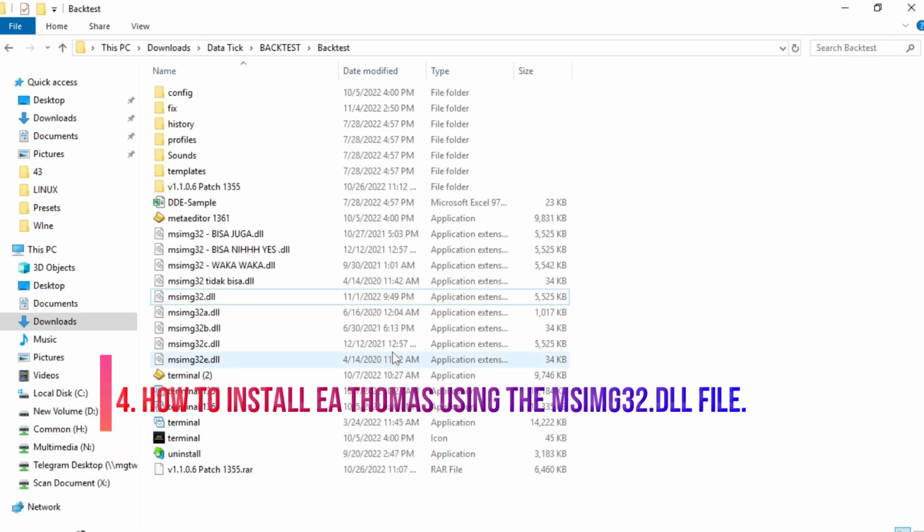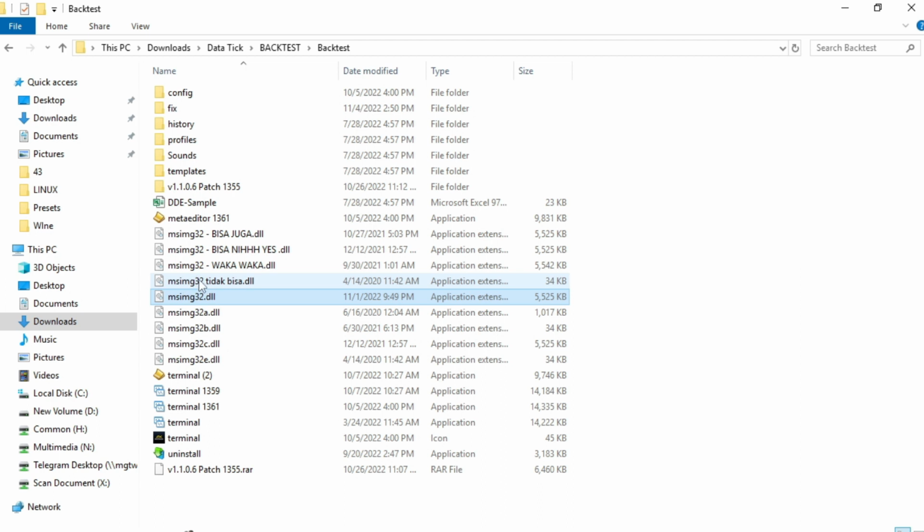Four. How to install EA Thomas using the mshmg32.dll file. Next, about how to install EA Thomas so that this Forex expert advisor can run on the pair. What you need to pay attention to here is the mshmg32.dll file. You can put the file in the folder where you installed MetaTrader. An example like the one here. Here I have put the mshmg32.dll file.